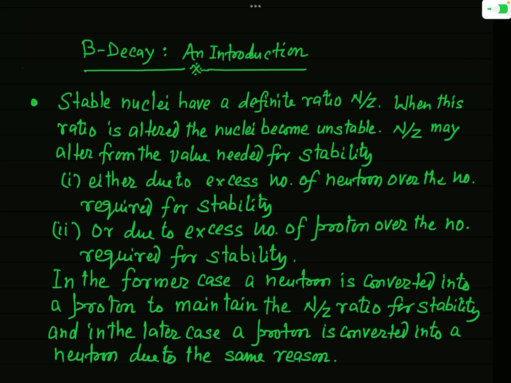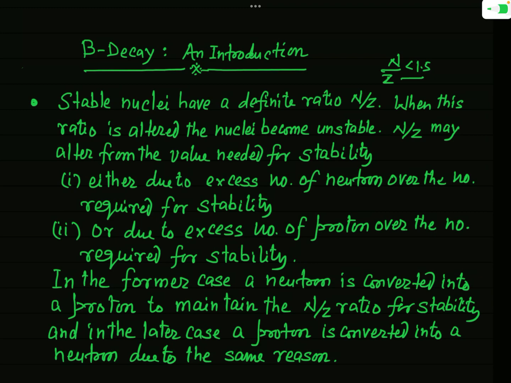In fact, a stable nucleus has a proper ratio of the number of neutrons and protons. You have definitely studied that in case of a stable nucleus, the ratio of the number of neutrons N and the number of protons Z is almost less than 1.5. So when the ratio of the number of neutrons and the number of protons is less than 1.5, then generally you say that the nucleus is stable.